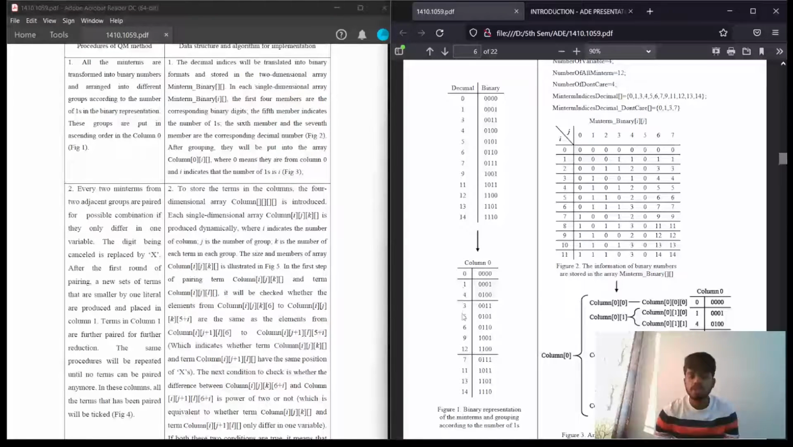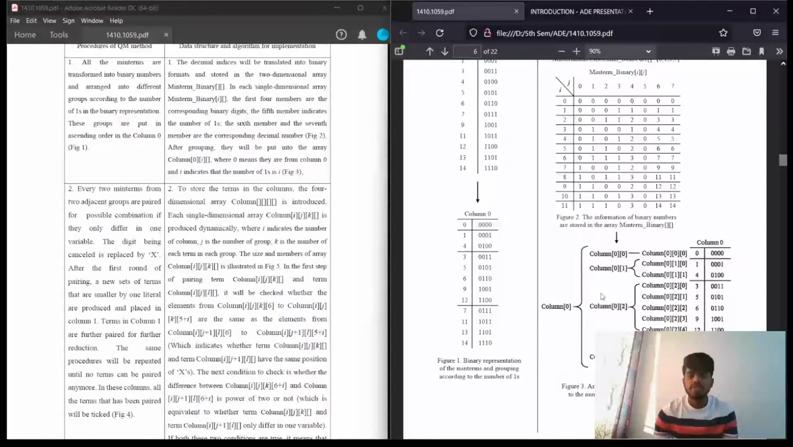And note, all these should be in ascending order. Inside the corresponding groups, these should be in ascending order. See 0, 1, 4, 3, 5, 6, 7. These should be in ascending order. And the same way we represent in terms of binary, where 0 is nothing but the corresponding column.